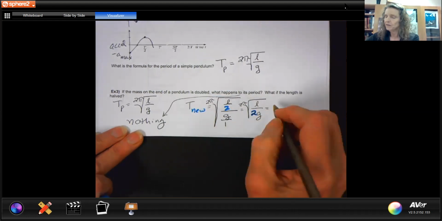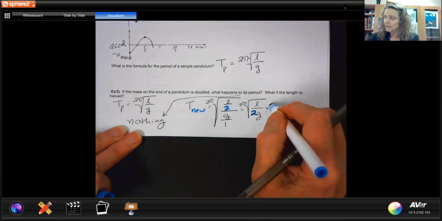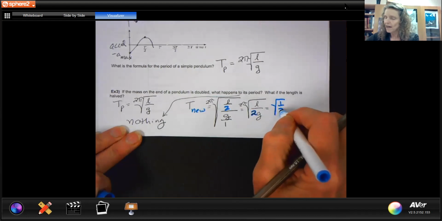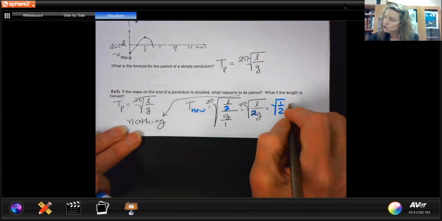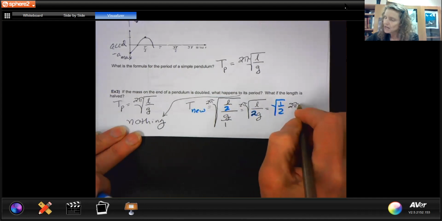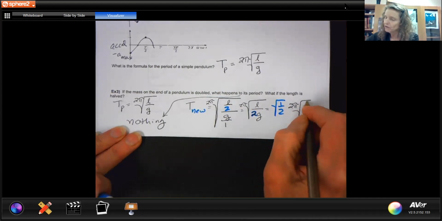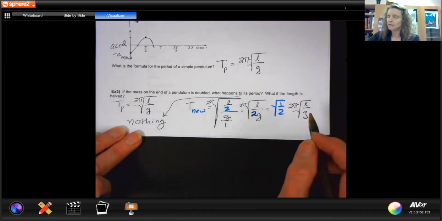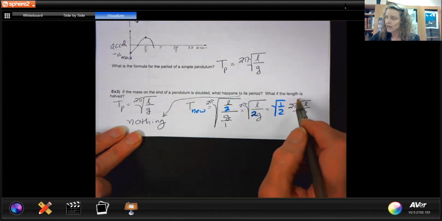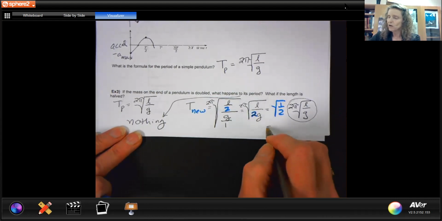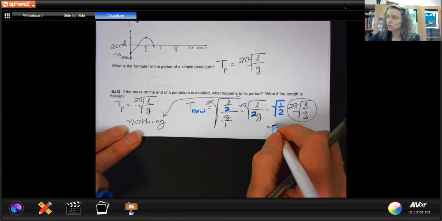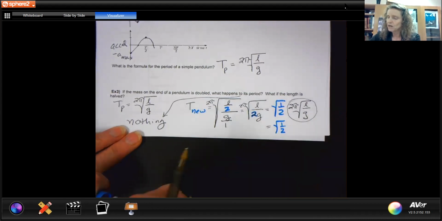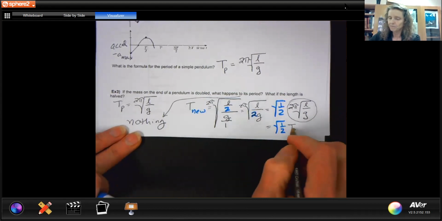What is that? Well, that's the square root of 1/2, isn't it? That's the square root of 1/2 times 2 pi times the square root of L over G. Again, we don't want to cancel out anything. We want to try to see what we had originally, 2 pi. So we can see now our new one is the square root of 1/2 times the original period.